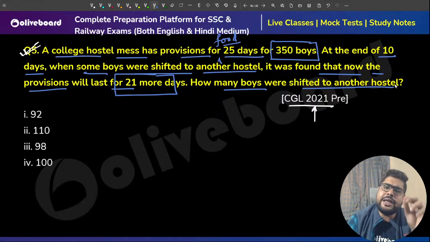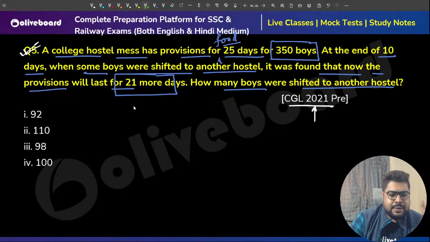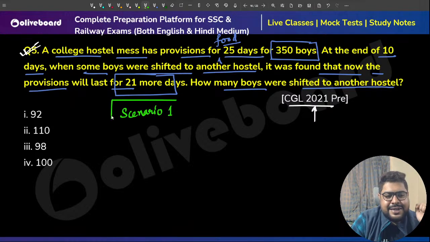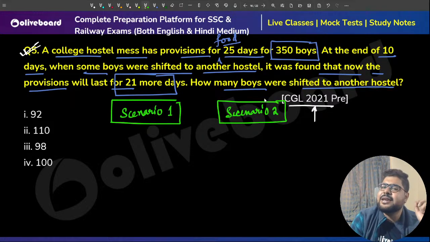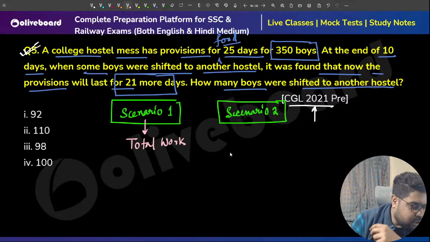Now you see, these are very, very simple questions. I told you guys, if you have watched yesterday's class, you will understand. I told you one very simple story. In MDH concept questions, you will always be given two scenarios. One is called scenario number 1 and another is called scenario number 2. You will always be given two scenarios. And what you need to do? You need to figure out the total work from here.